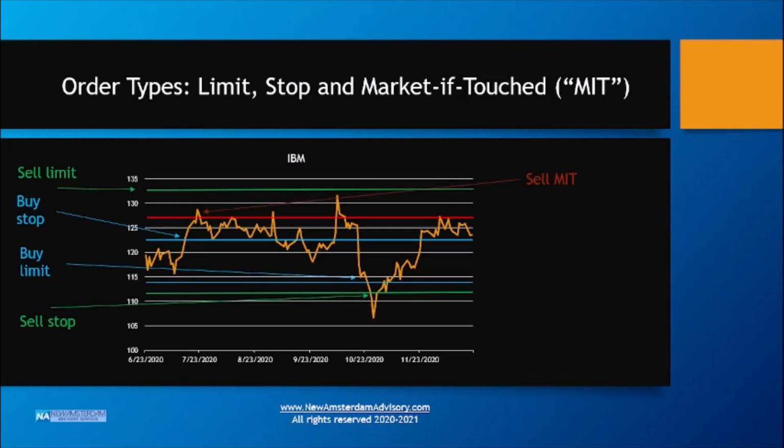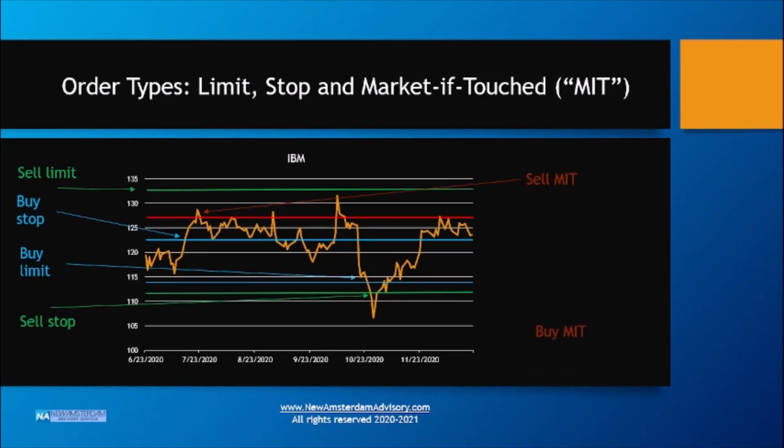So for instance here, a sell market if touched will be activated when the price goes through about 127. It'll become a market order. So even if we wouldn't get executed at 127 or above, say that little peak past 127 didn't give us a fill, there wasn't enough volume, we weren't at high enough priority, we will still get a fill, although it might be below the 127.